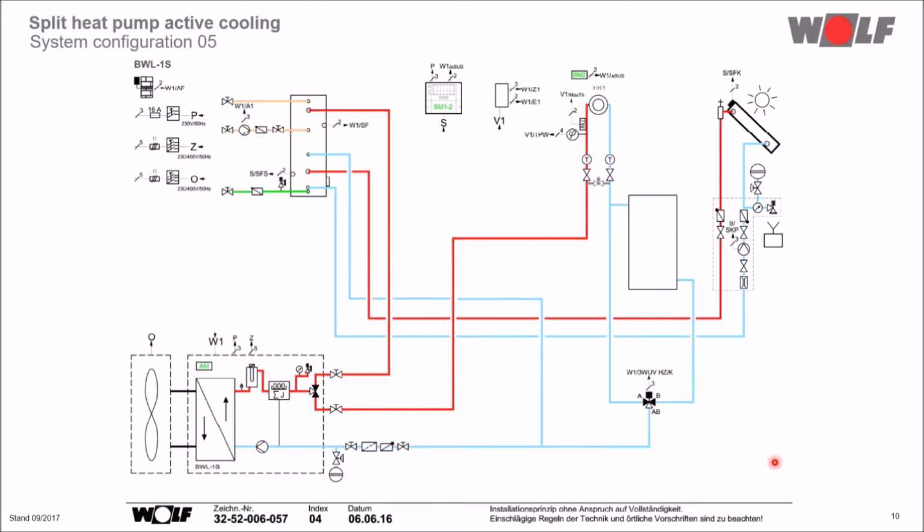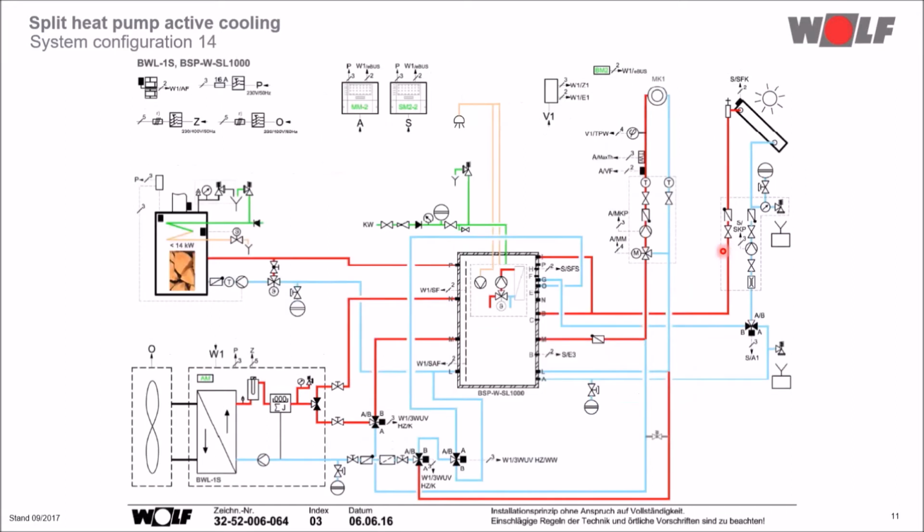System configuration 5 is identical to configuration 1, but with the difference that the cooling mode is automatically activated. Here we can also see how the buffer in the cooling mode is bypassed by the 3-way converter valve. The valve is connected at the indoor unit. The solar system is connectable at any time in combination with the SM1.